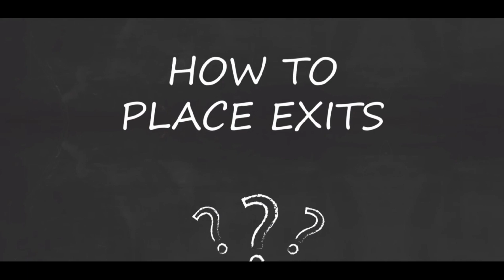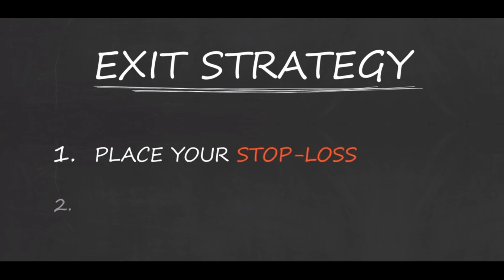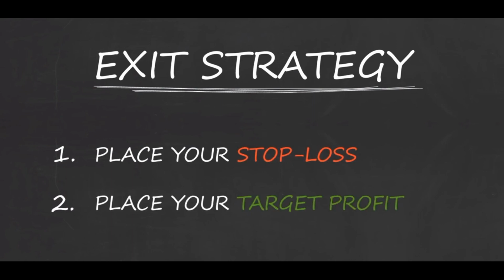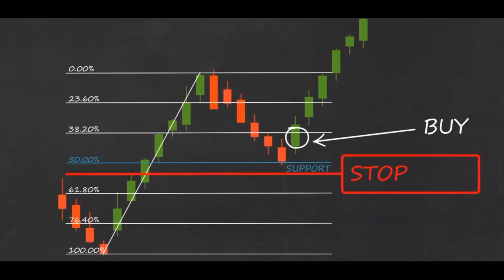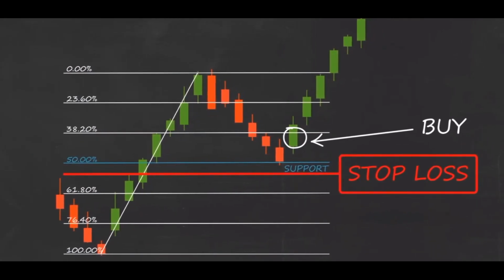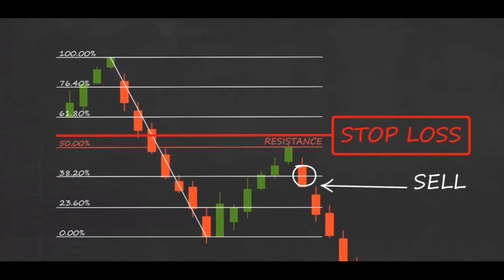So how to place your exit. Now that you have decided on your entry, you need to determine your exit strategy. Your exit strategy is comprised of two steps. First one is deciding where to place your stop loss, and the second is where to place your target profit. Let's look at the same graph that we had for our upward trend. Here we suggest you place your stop loss just below the retracement level. In a downward trend, we suggest you place your stop loss just above the retracement level.